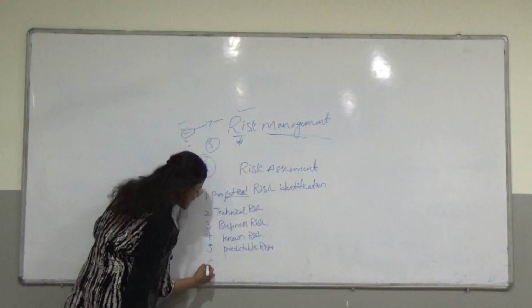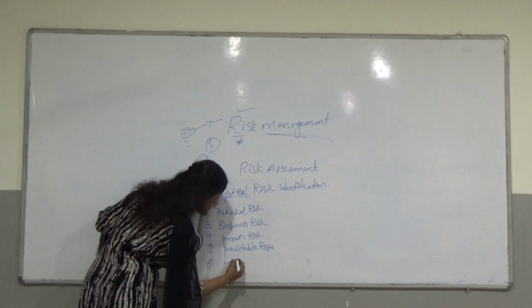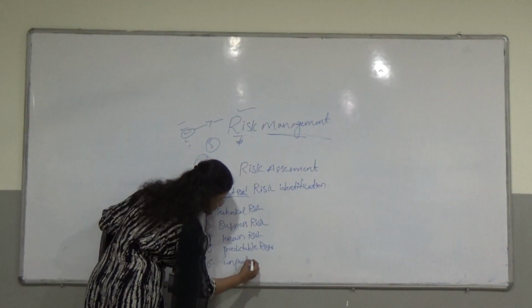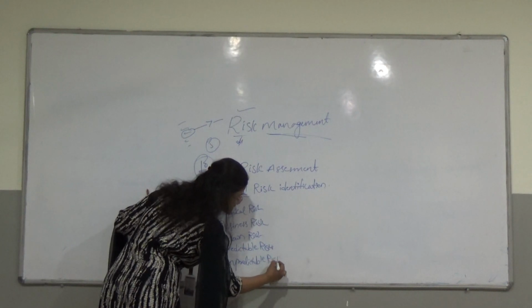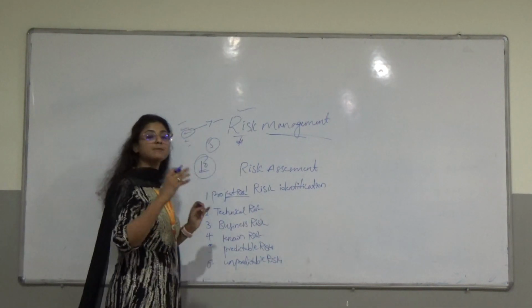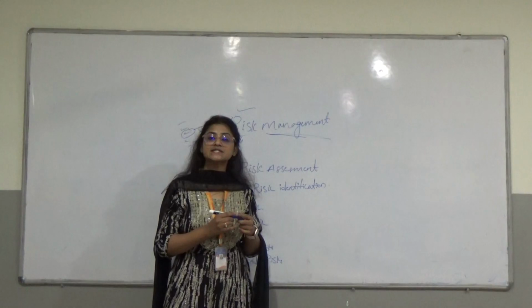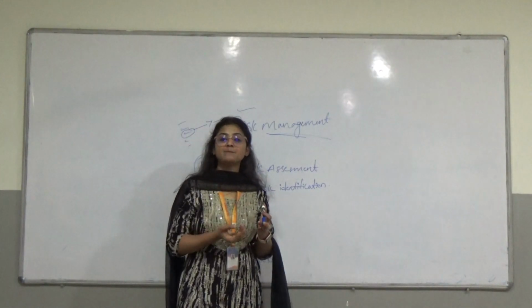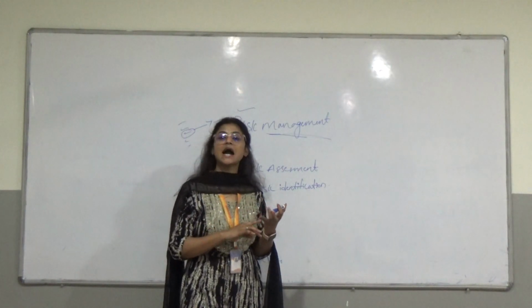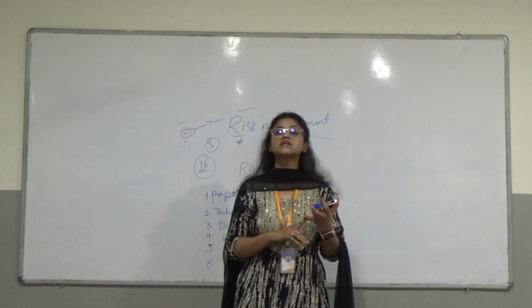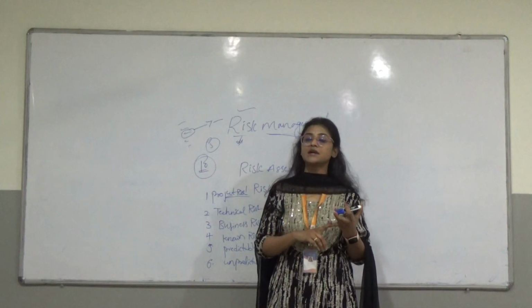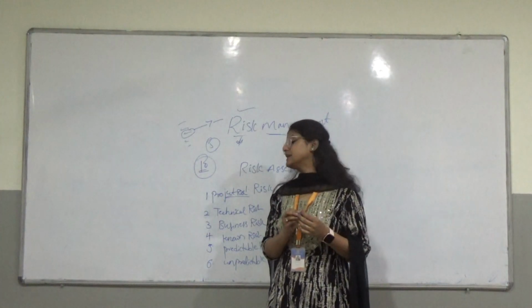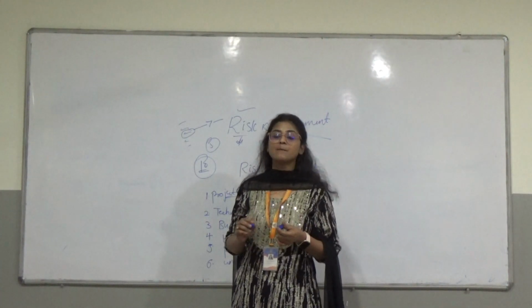And the last one is the unpredictable risk. Unpredictable risks means you had not thought that this type of risk would occur in this product. So unpredictable risks are very high types of risks. You need to resolve these unpredictable risks with high priority. Why? Because these unpredictable risks can lead to huge dangers to the product.